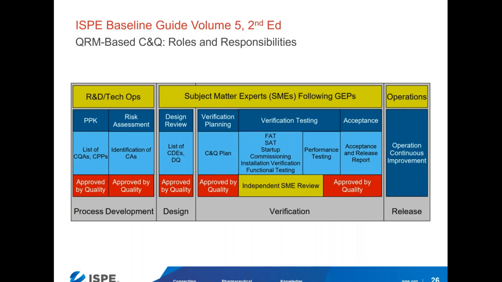So this diagram really shows the responsibility and quality touchpoints as you proceed through the process. Probably the biggest changes here are that the importance of the process development phase as an input to the C&Q process. Understanding critical quality attributes and critical process parameters is a requirement for proper implementation of integrated commissioning and qualification. Additionally, if you look at the verification testing, it is almost entirely under the purview of appropriate subject matter experts following good engineering practice. So that means engineering typically is responsible for development, execution, review, and approval of all the verification testing. There's some overlap there.